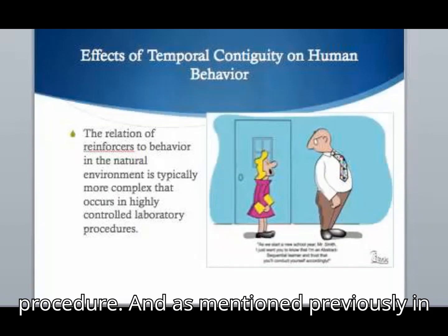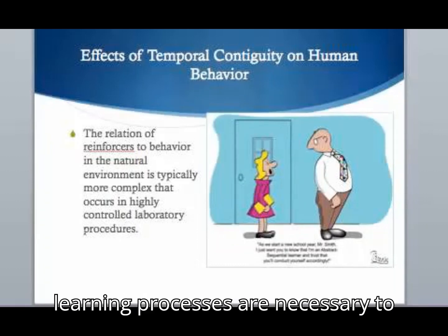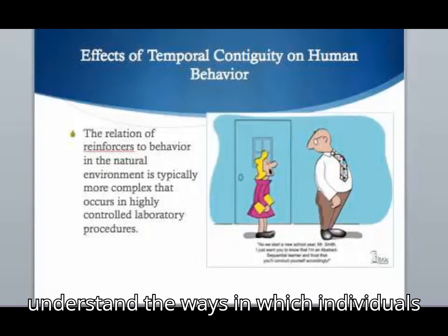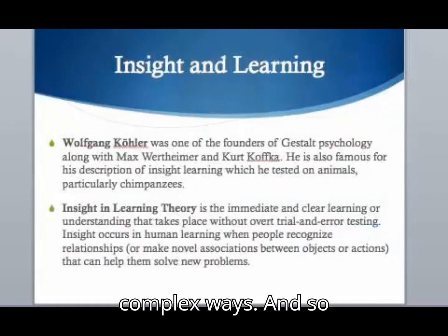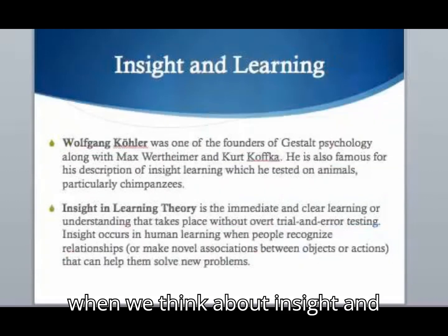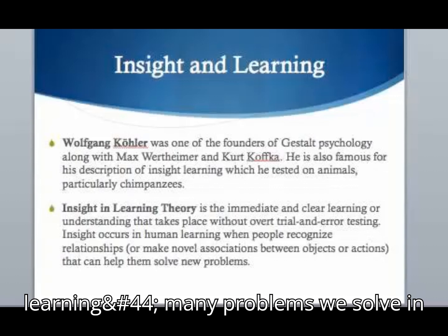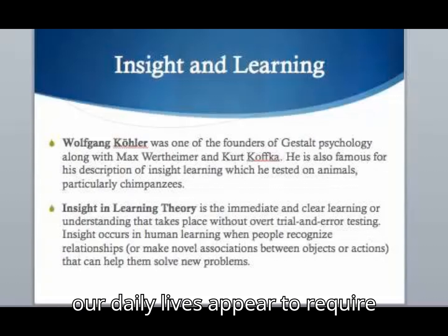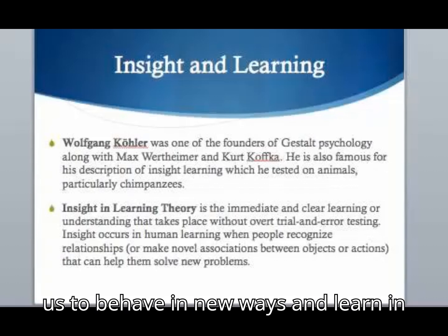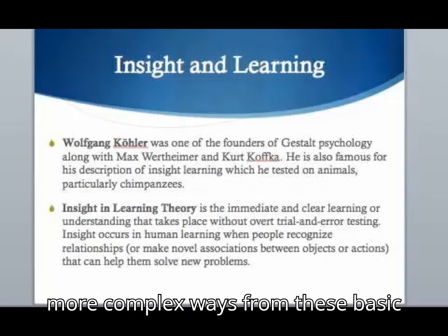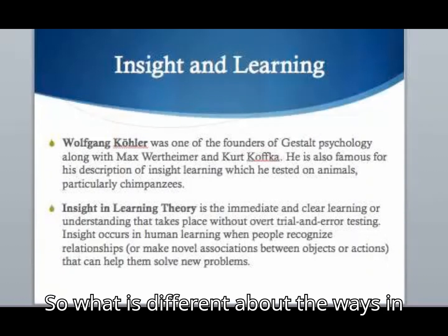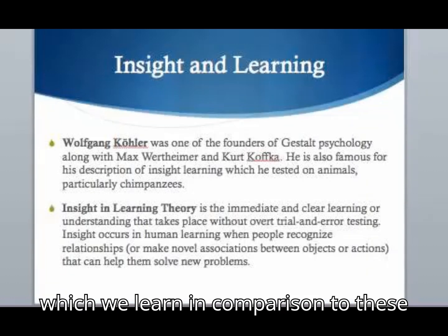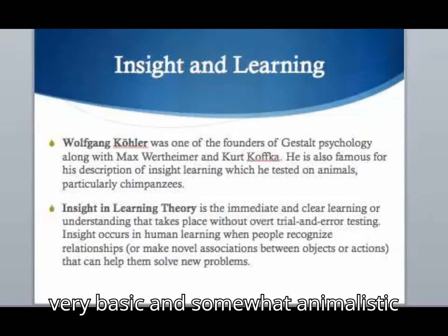And as mentioned previously in the course, the simpler procedures of learning processes are necessary to understand the ways in which individuals and animals alike learn in more complex ways. And so when we think about insight and learning, many problems we solve in our daily lives appear to require us to behave in new ways and learn in more complex ways from these basic processes that we've outlined so far. So what is different about the ways in which we learn in comparison to these very basic and somewhat animalistic processes?